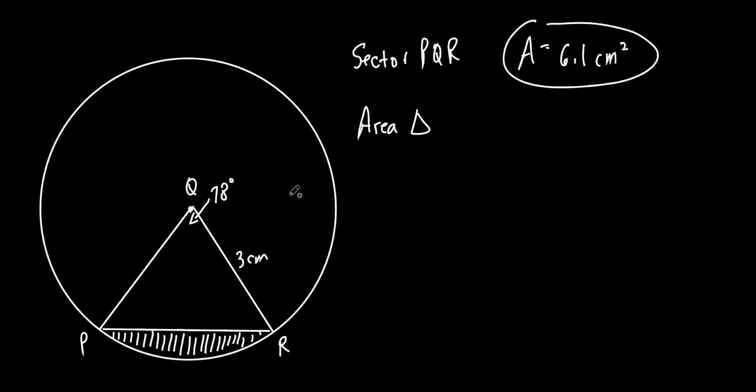Base times height divided by 2, correct? Now we do know that it's not an equilateral triangle because that's 78 degrees. If it was a regular triangle, it'd be 60, 60, and 60. But it's not. All right, so what am I going to do? I'm going to put the height in here. Where is the height? It's from here, perpendicular. Let's see, does that look perpendicular? Yep. Perpendicular to there. So that is the height.